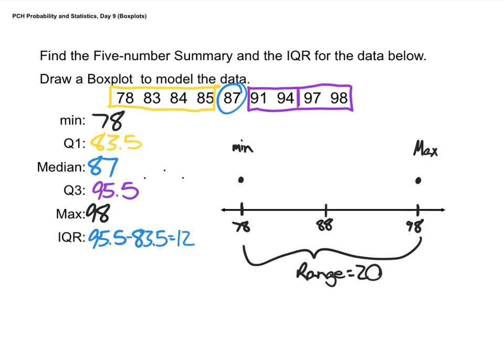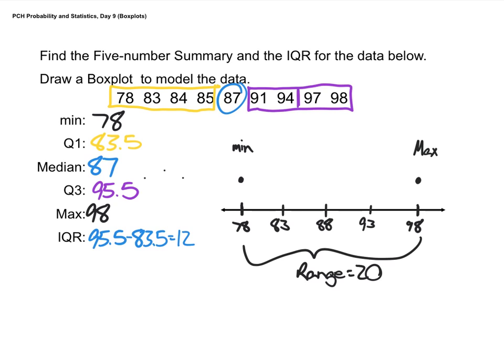I could make this 83 if I wanted, and make this 93. It really doesn't matter how you divide it up. You could count by 2s if you want. You could count by 4s if you want. But you do want to make it proportional. Otherwise, you won't be able to really tell anything you're supposed to tell just by looking at the graph.